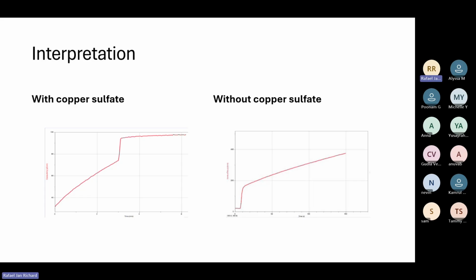And then in the experiment without copper sulfate, you first see also an increase in the amount of product being formed, but it doesn't really stop. It continues until no substrate is left. And this experiment shows the effects of inhibitors.